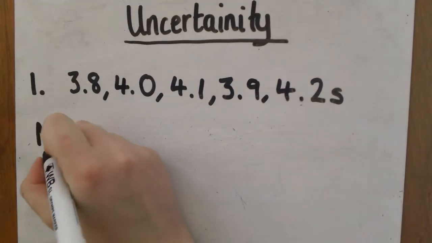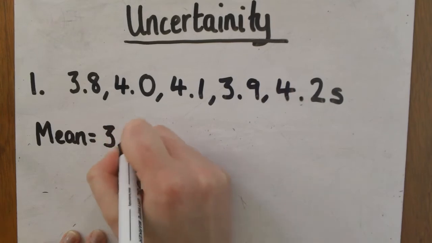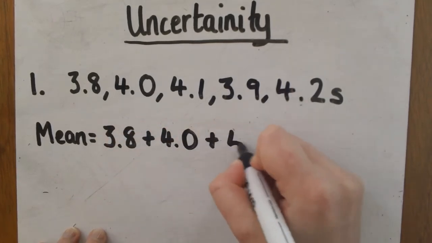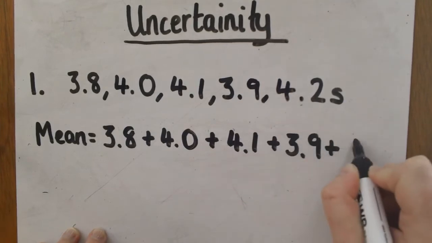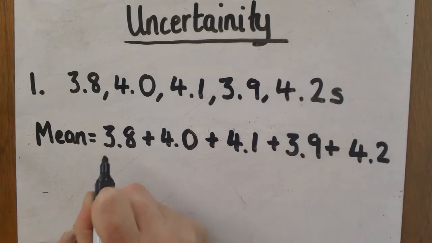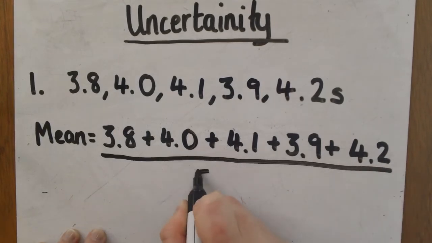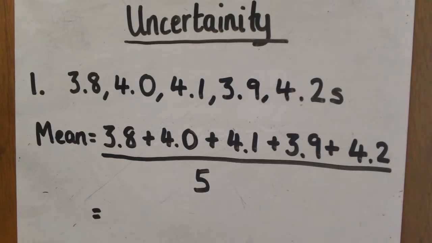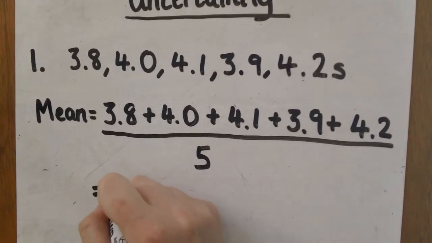So when I work out the mean, I count all of my results. So what I do is I add them all together and I divide by how many I have. So if I count them all up, 1, 2, 3, 4, 5, I have 5 results, so I'm going to divide by 5. And when I do that, I get an answer of 4.